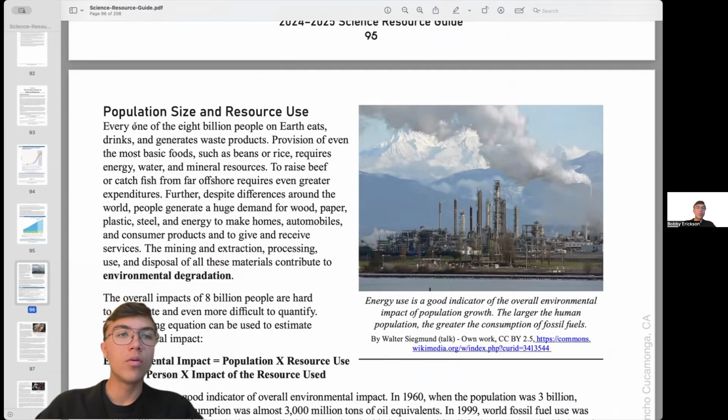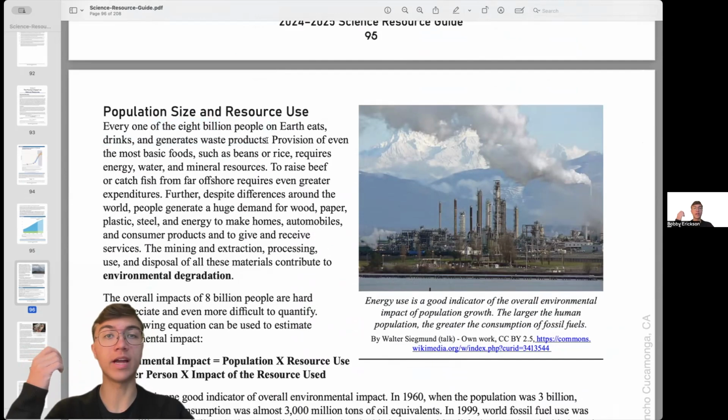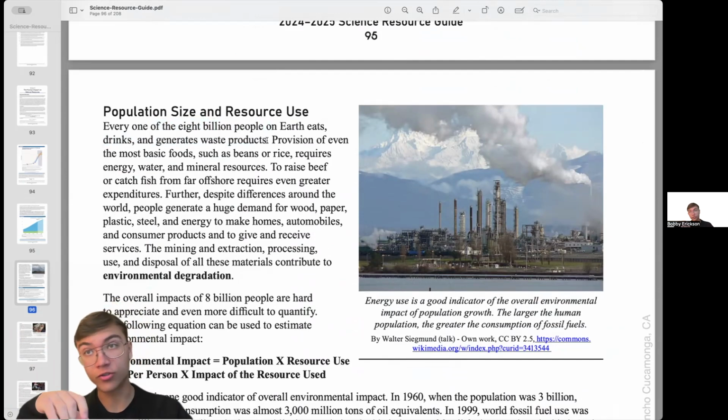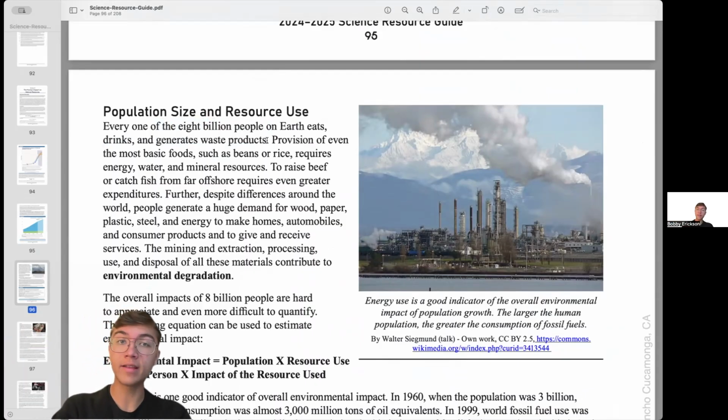Every one of the 8 billion people on Earth eats, drinks, and generates waste products. So every single person is going to have these basic necessities of eating, drinking, and generating waste. We all drink water, we all eat something, and we all poop. So we all have these wastes. Now, we need resources in order to allow for these things. Even foods such as beans and rice require energy and resources. So the main idea of this beginning section is that they all take resources to produce.